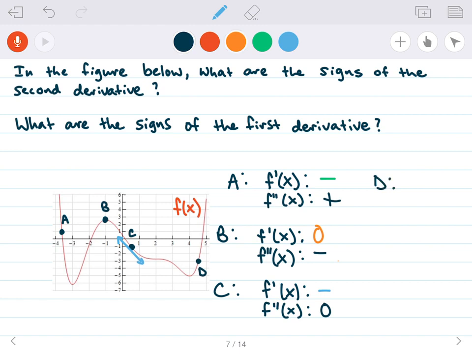So for the first derivative, if we draw a tangent line, the slope is positive, and so the first derivative is going to have a positive sign at that point, D. What about the second derivative? Well, it appears that D is part of a right side up U, concave up, and so this is going to have a positive sign as well there.